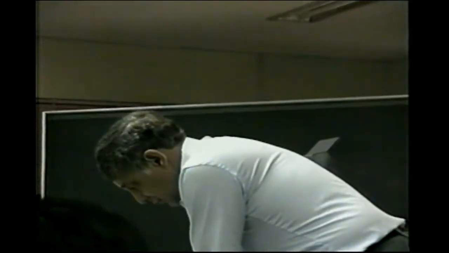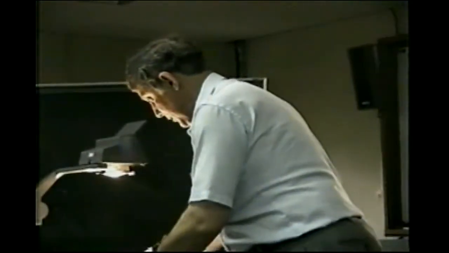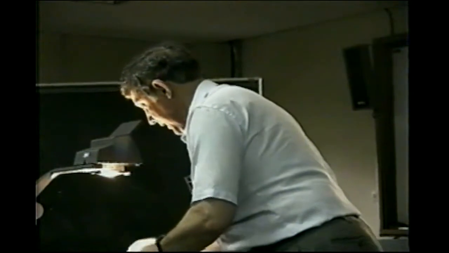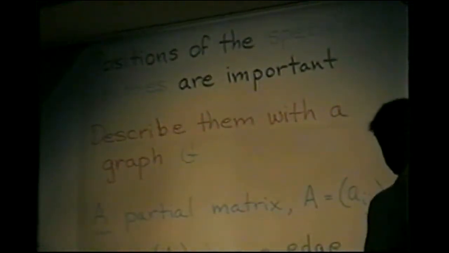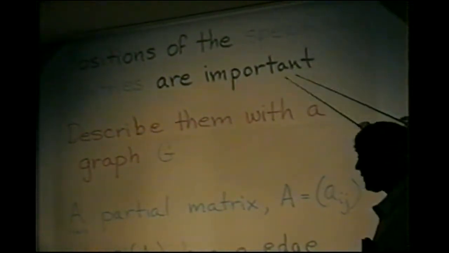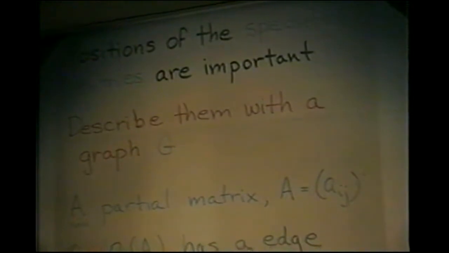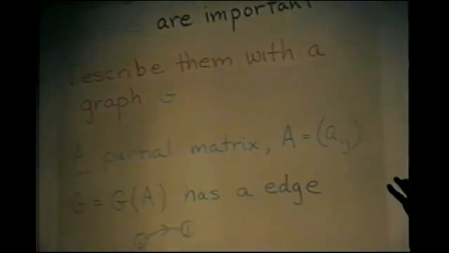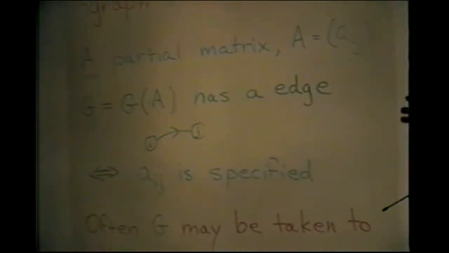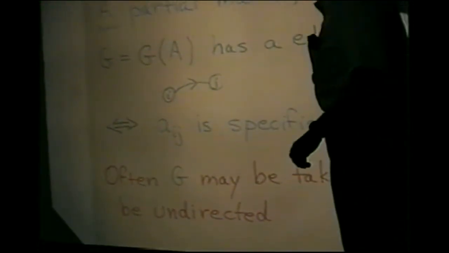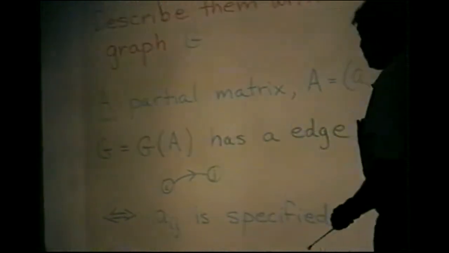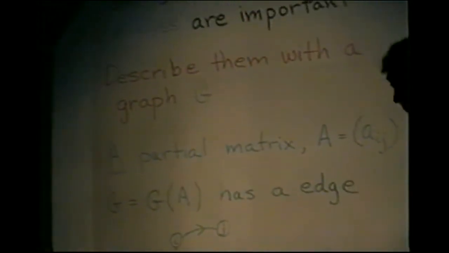Okay. Now let me return to the theory. And as you will see, the positions in the matrix where the specified entries lie are extremely important in all of this. And so it's nice to have a bookkeeping device to keep track of the locations of the specified entries. So I'll describe those locations by a graph.